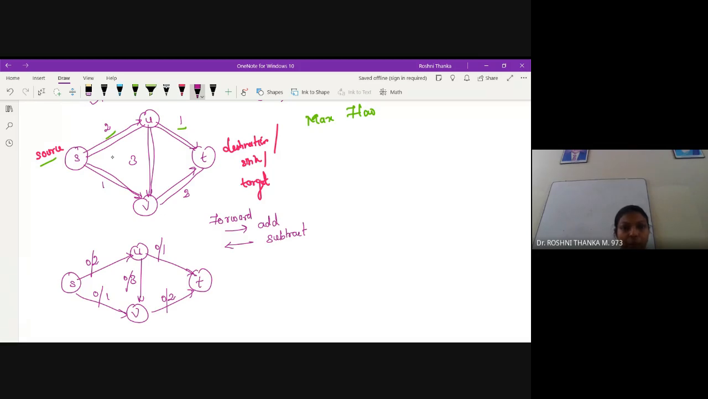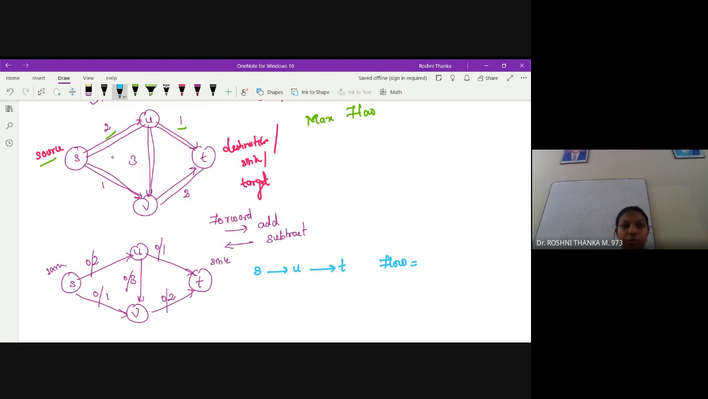Here we have one path to reach from source to destination. This is our source and this is our destination, or we can even call it a sink. To start from source and reach the destination, we are going to find different paths. One path is moving from S to U and from U to T. That is one path, and we have to find what flow we can send through it.